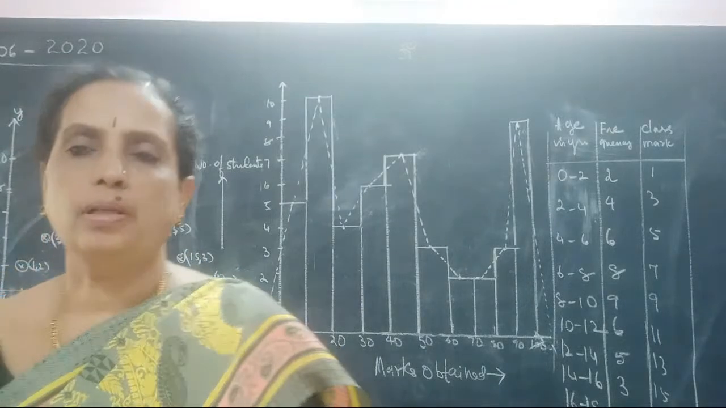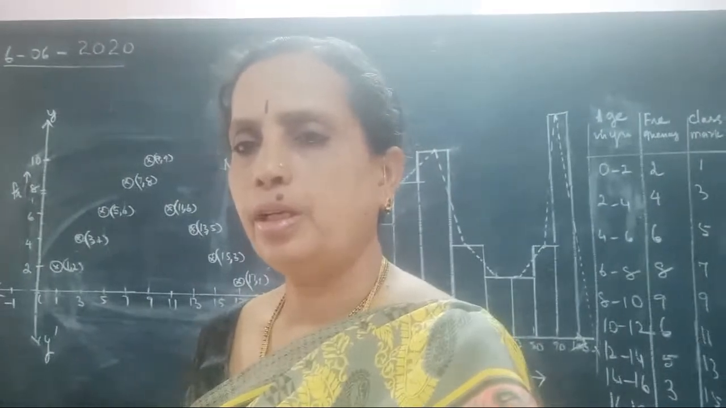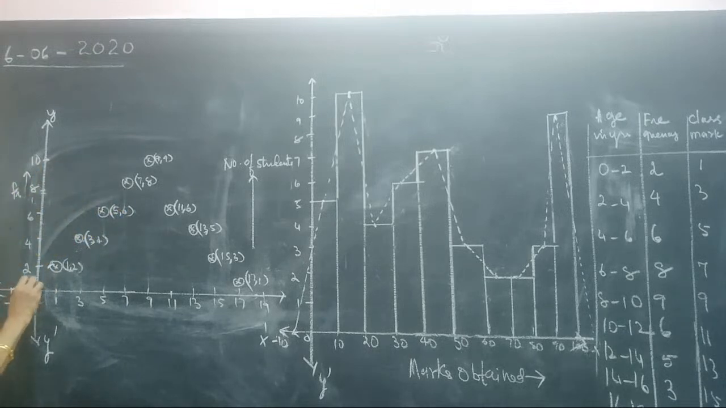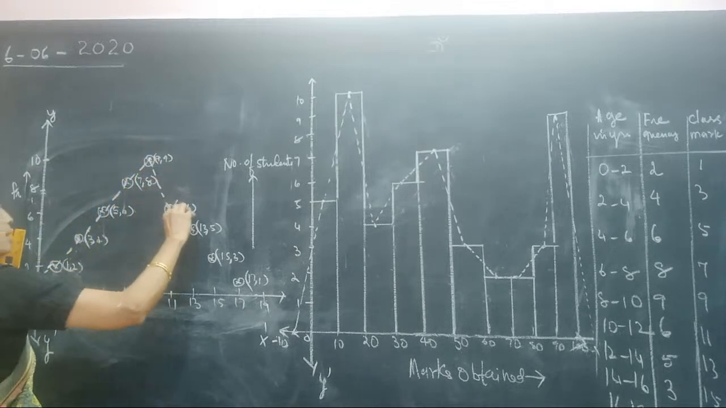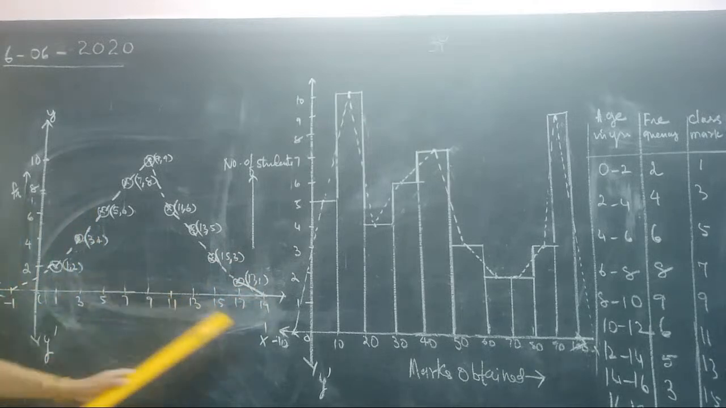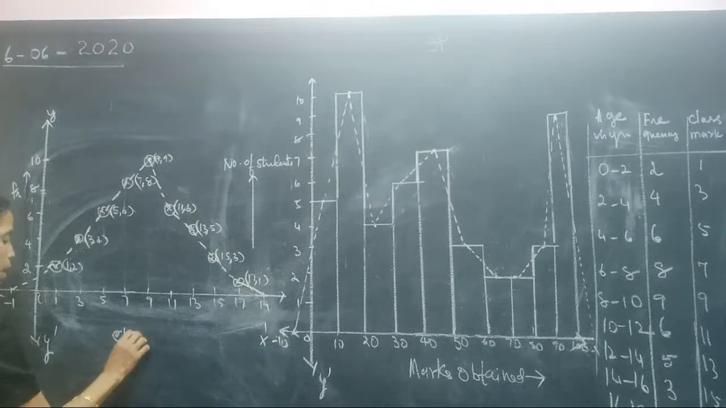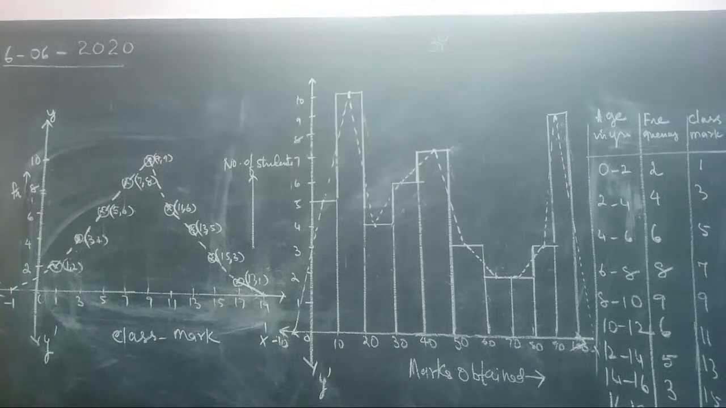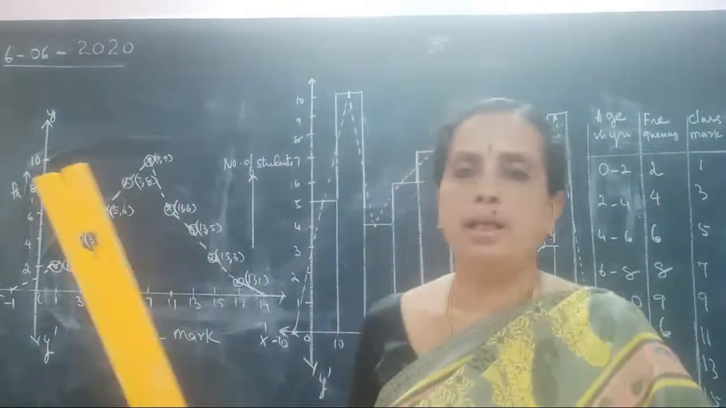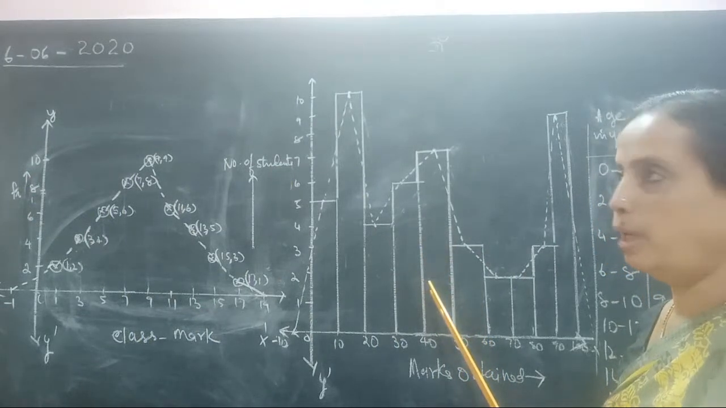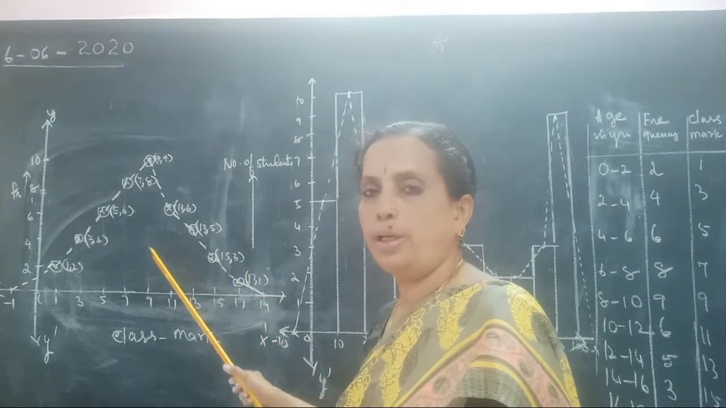Is it clear? Can you see? Now join them with a dotted line like this. Using a scale and pencil you have to join, ending at a midpoint. Midpoint to midpoint. This is class mark only, midpoint only, and this is frequency. Got the difference? Here we have done the frequency polygon based on a histogram. In this case, frequency polygon alone.